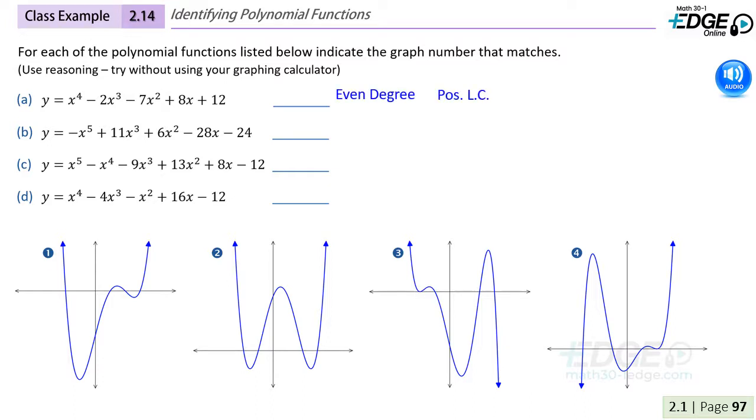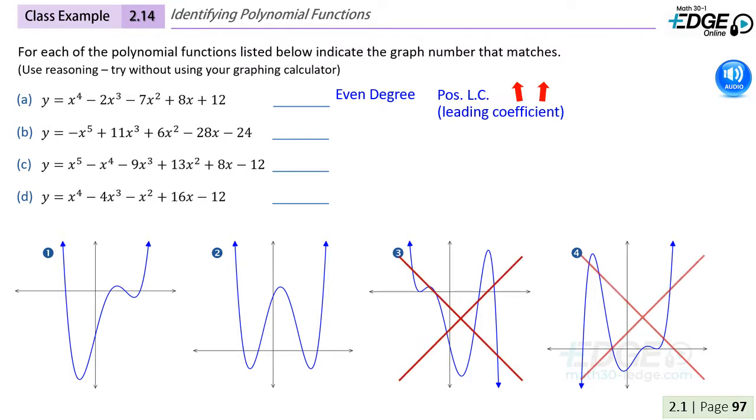We see here that we have a degree 4 polynomial function, so it's even. We also see that it has a positive leading coefficient of positive 1, and so right away we can determine that this graph will not be graph 3 or 4. We know this, of course, because an even degree polynomial function must have both arms in the same direction.